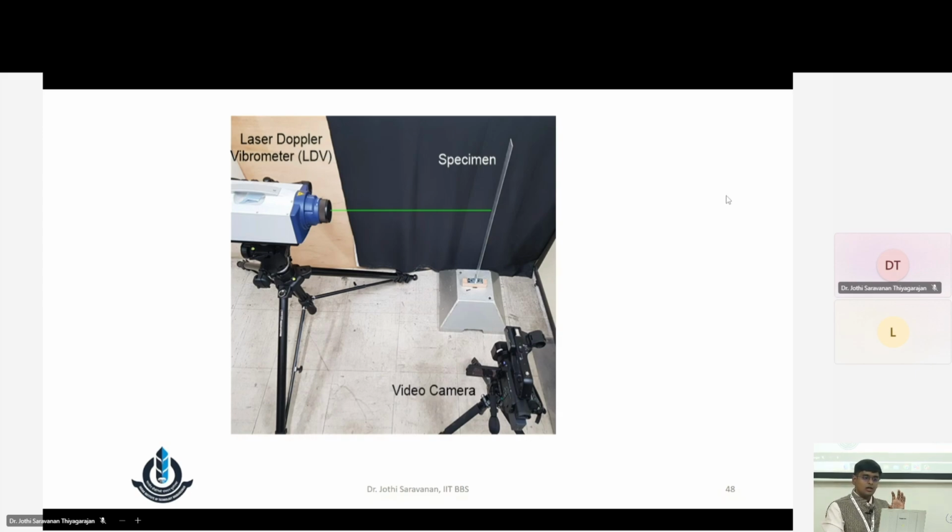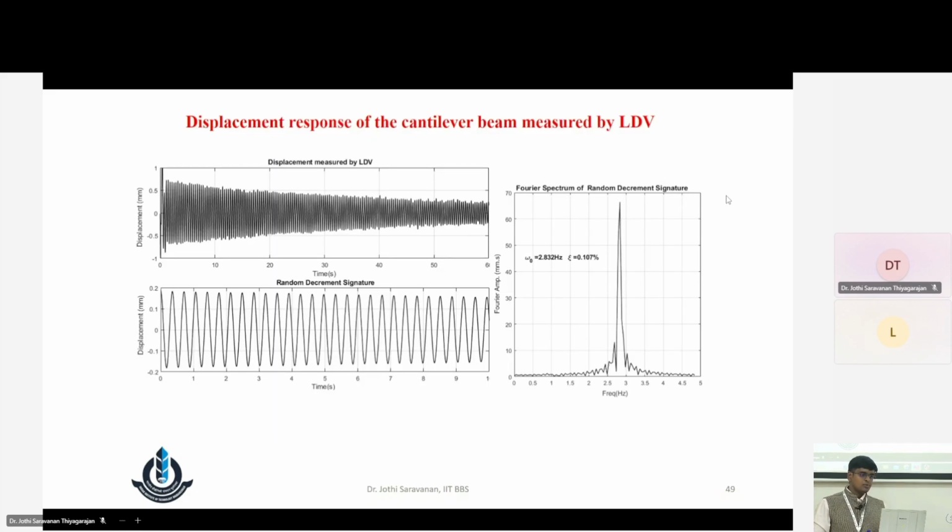Here I could not mount an accelerometer onto the scale, because the additional mass would create a difference in my measurement. So we used the laser Doppler vibrometer, which is again a non-contact system and very robust, but quite expensive, I guess. We could not afford it, and of course we have our video cam. Nowadays you can replace this video cam with your smartphone. I hope everyone has a smartphone here. This is the displacement response obtained using LDV.